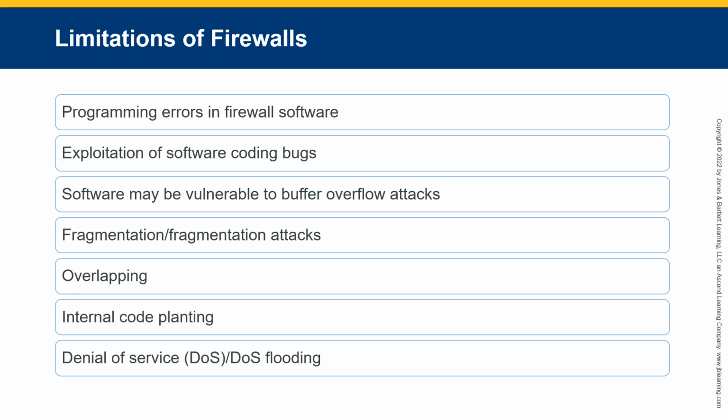And then, of course, you have denial of service and DoS flooding systems. This is where they send tons and tons of packets at a firewall, and that overwhelms it, uses up all the ports, makes it do a lot of processing, and keeps legitimate traffic from making it through. All right.